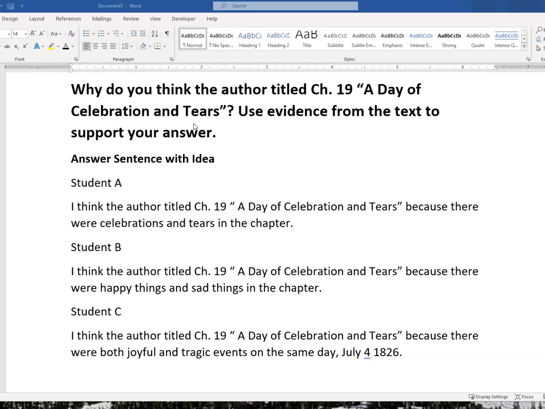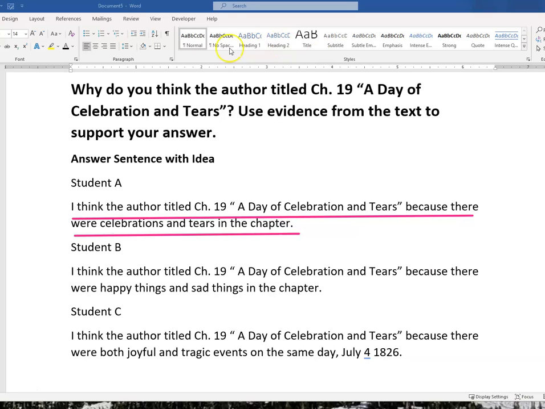So let's take a look at some answer sentences that are not that great, just to give you an idea of what we're looking for to make a really good answer sentence for this question of the day. First of all, student A. Student A said that I think the author titled Chapter 19, A Day of Celebration and Tears, because there were celebration and tears in the chapter.